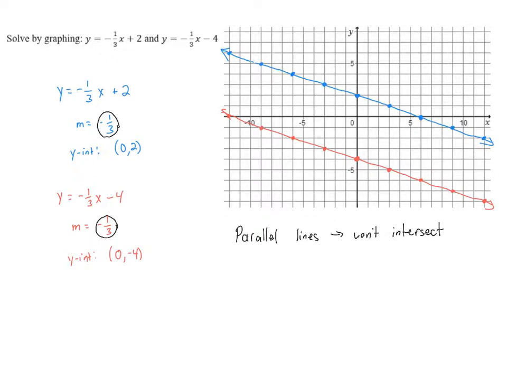Now, what does this mean for the solution? Well, we're looking for a solution to both of the equations, which means we're looking for a point that's on both of the lines. If the lines are parallel, then there aren't going to be any points that fall on both of the lines. There are going to be no intersection points, and what that means for us is that there is no solution.